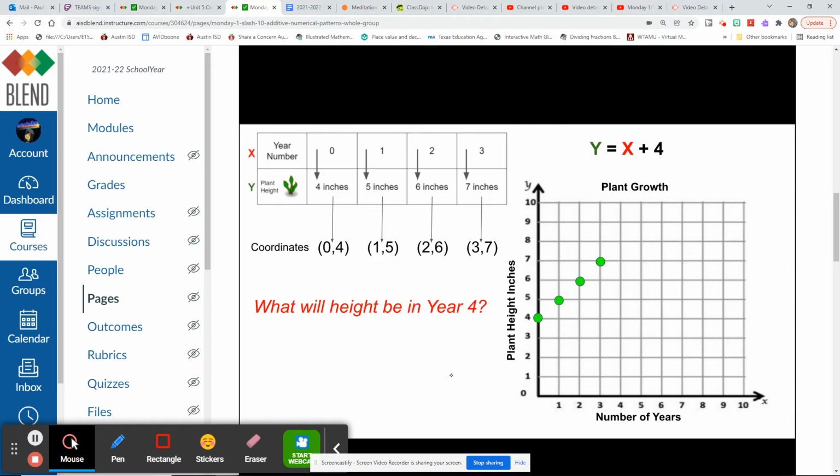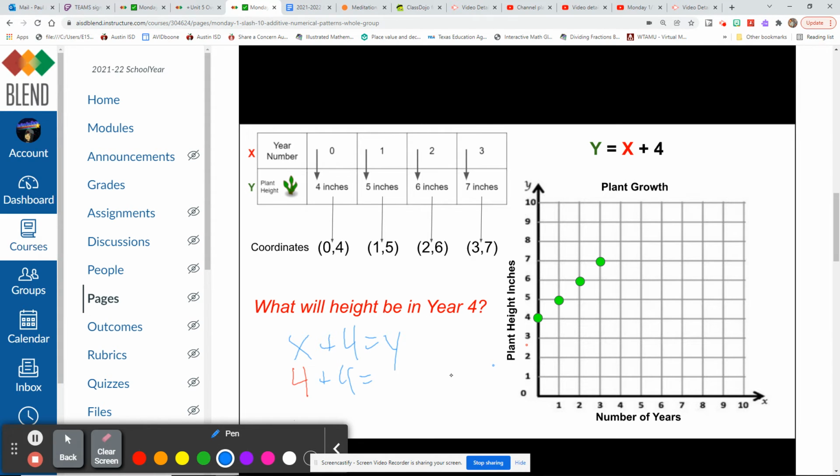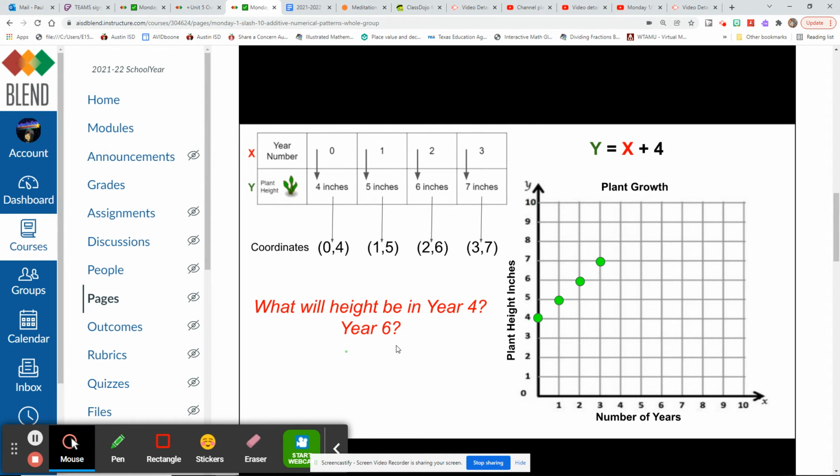So can we take a guess of how tall it will be in 4 years? So x plus 4 equals y, right? If our x is now 4 years, plus 4 equals our total height. So it looks like in 4 years, our height would be 8 inches. And does it go along with the graph? Run 4, jump 8. Yeah, it follows the pattern precisely. It would still work. So it looks like if we had our plant for 4 years, then it would be 8 inches if it followed the same pattern. So that's how you can also use a graph to determine and check your work. Does this work? Does it line up? Yes, it does.